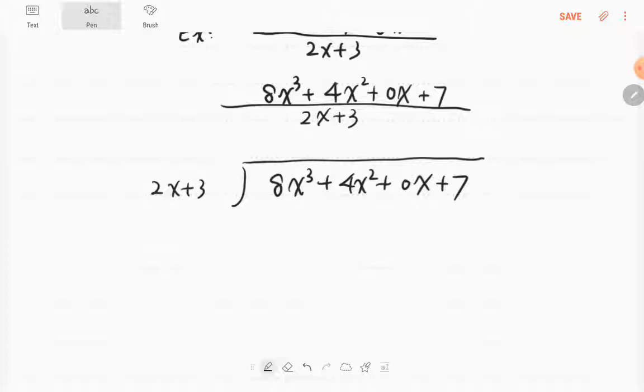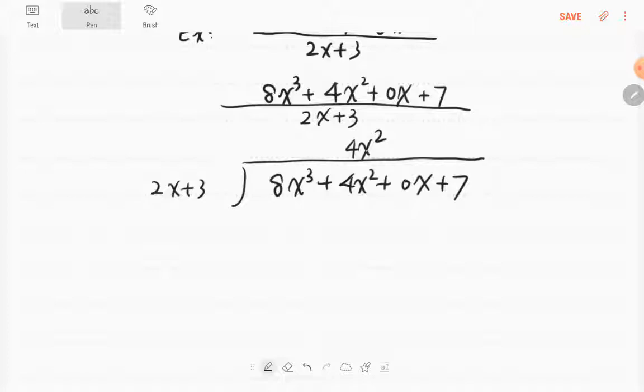Let's start with the first term, 8x to the third. We will say which one times 2x, we will get 8x to the third. So of course, we will have 4x squared. So 4 times 2 will get 8. X squared times x, we will get x to the 3, right? So the first term of our quotient will be 4x squared. Then I should put this term just above 4x squared term, just above this one, because we need to line up the like term. Okay.